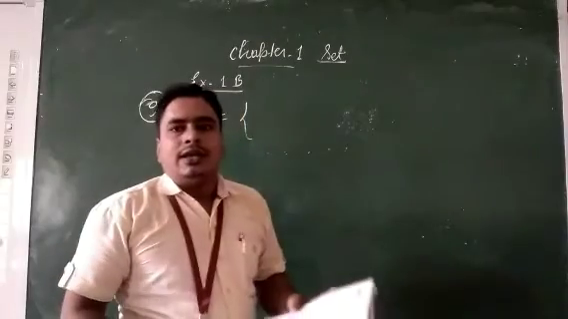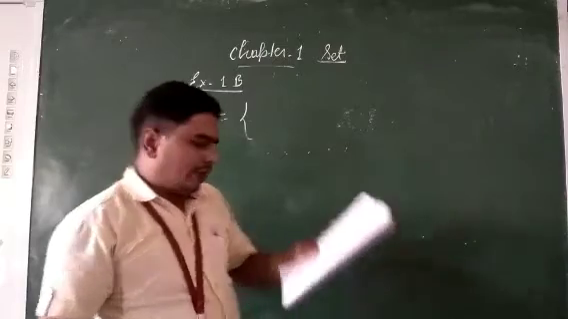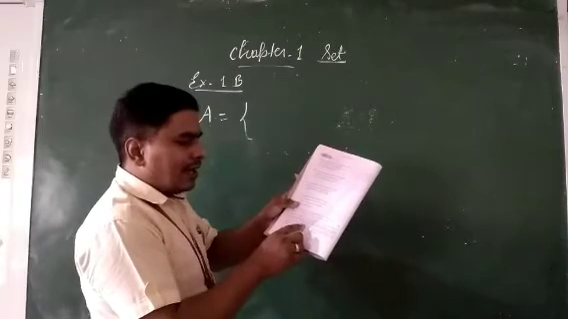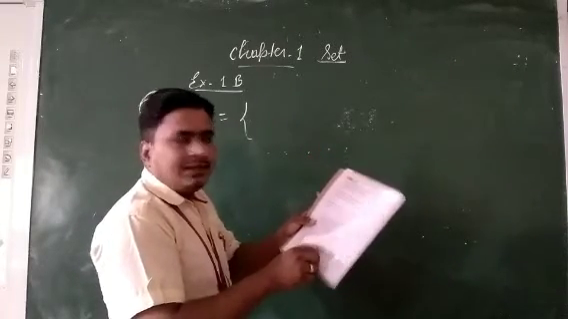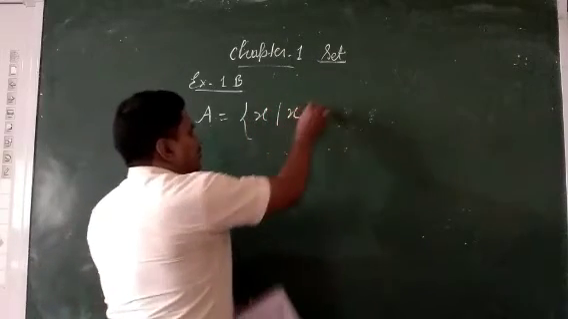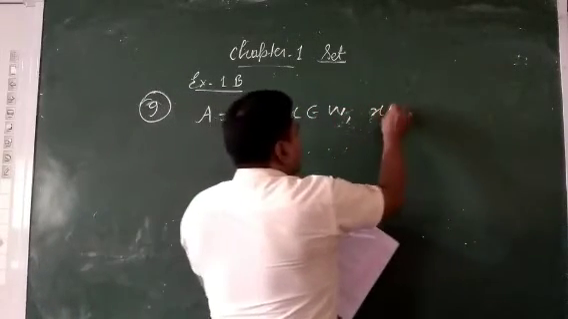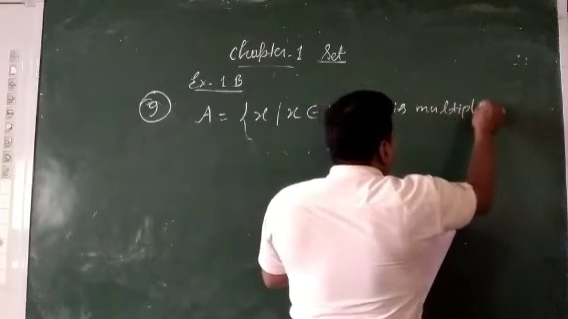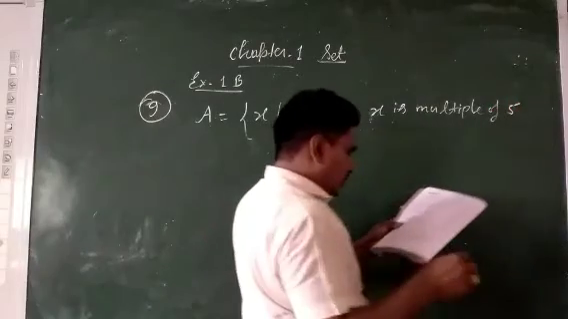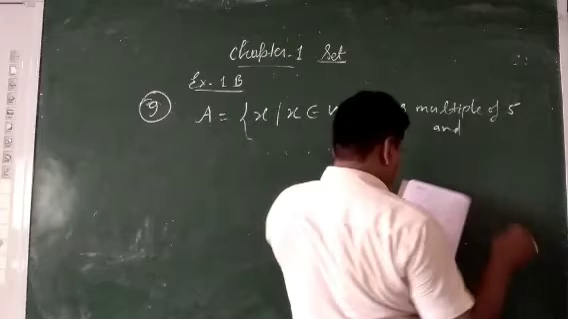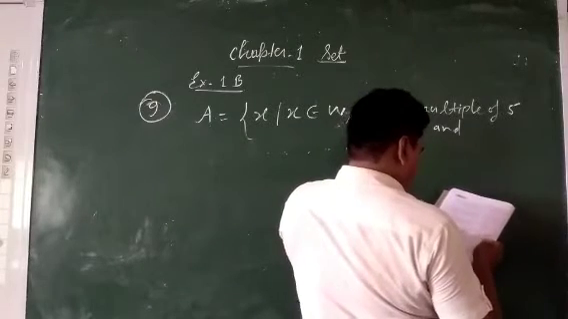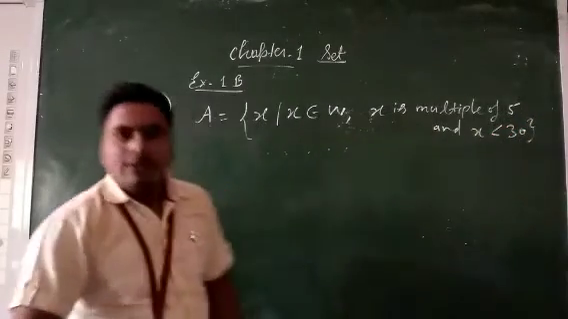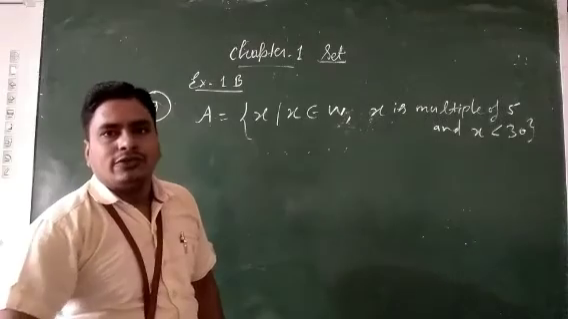So here I will write in roster form. X such that x belongs to whole number, x is a multiple of 5 and x is less than 30. First we will write this in roster form.